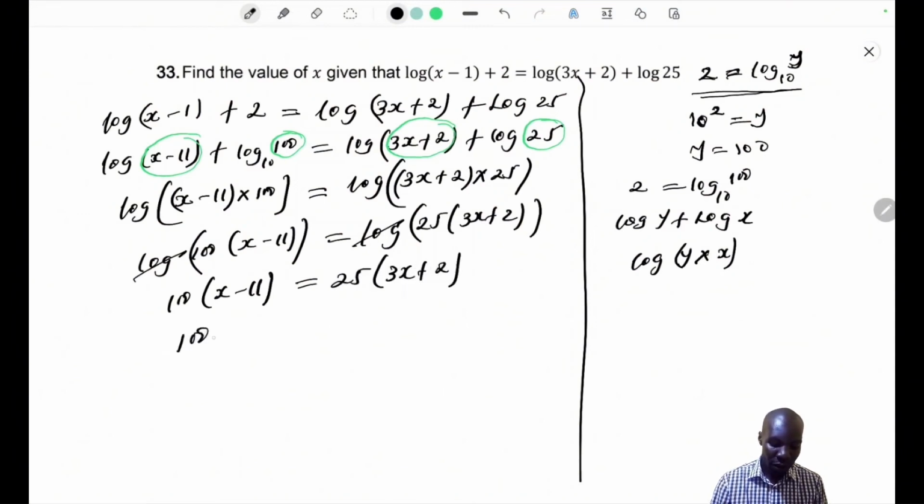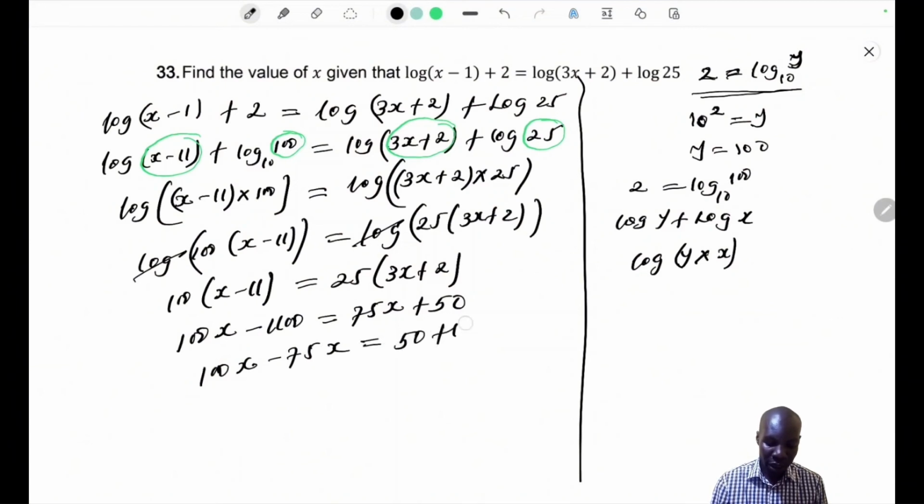So that is going to give us 100x minus 100 should give us 75x plus 50. Collect the like terms. We'll have 100x minus 75x should be equal to 50 plus 100. So this will give us 25x should be equal to 150. So divide both sides by 25.